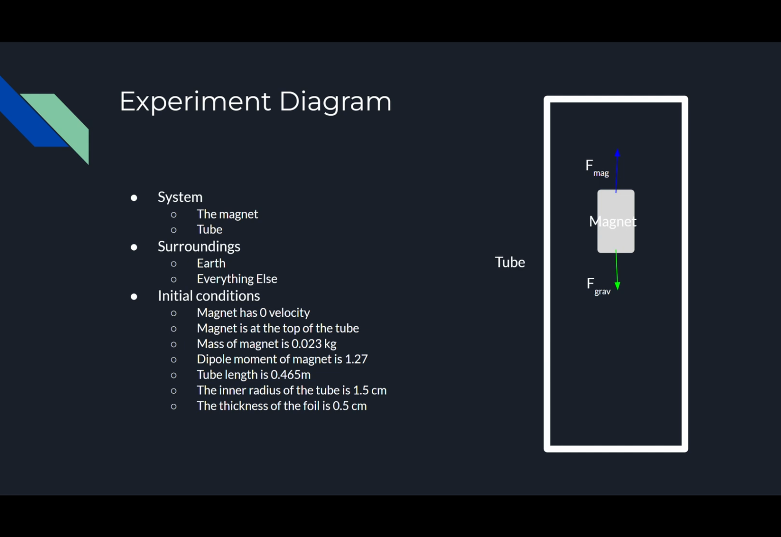And basically in this tube, the magnet has two forces. It has the magnetic force from the tube onto the magnet going up, and gravity is pointed downward, and these forces oppose each other. Gravity is greater than the magnetic force, which is why it continues to go downward.